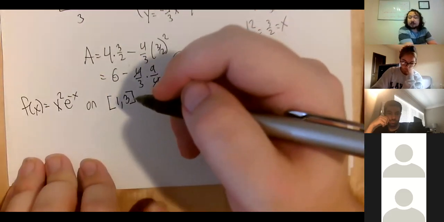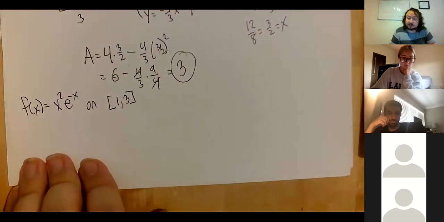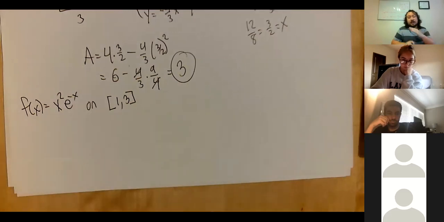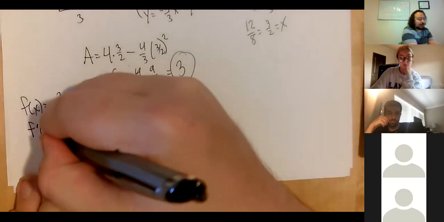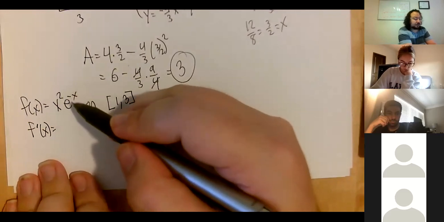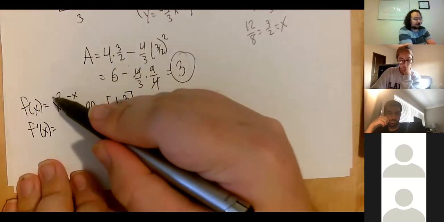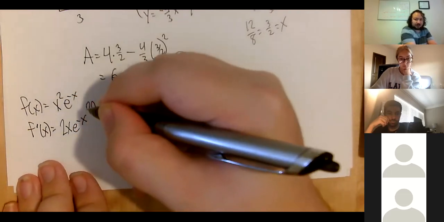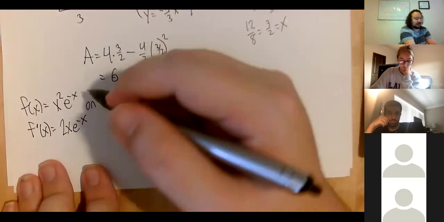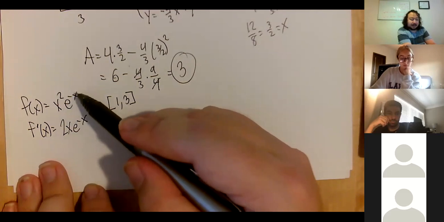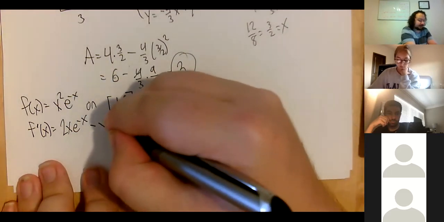Okay, well, the way we do that is we first find any critical points that are in that interval, and then we compare the value of the critical points with the value of the endpoints, and we see which one of those is smaller. So to get a critical point, we find the derivative. The derivative of this requires us to use the product rule. So we do the derivative of x squared, which is 2x. We leave this one alone. And then I leave my x squared alone, do the derivative of e to the negative x, which is negative e to the negative x.